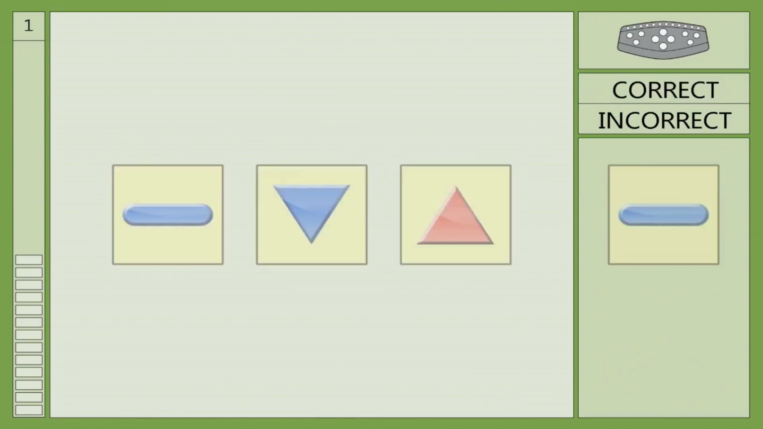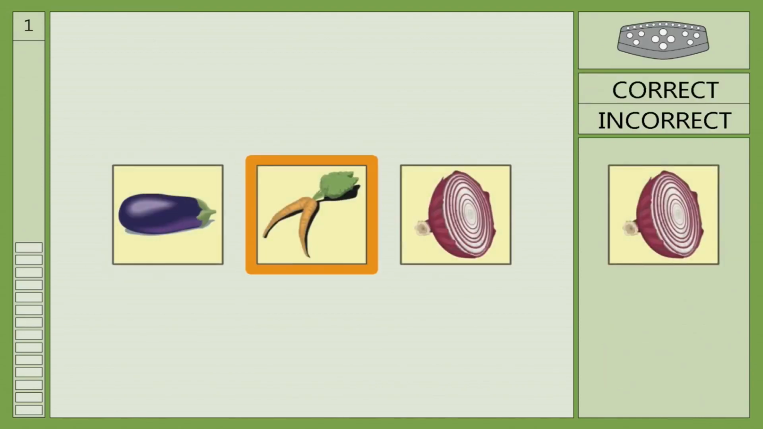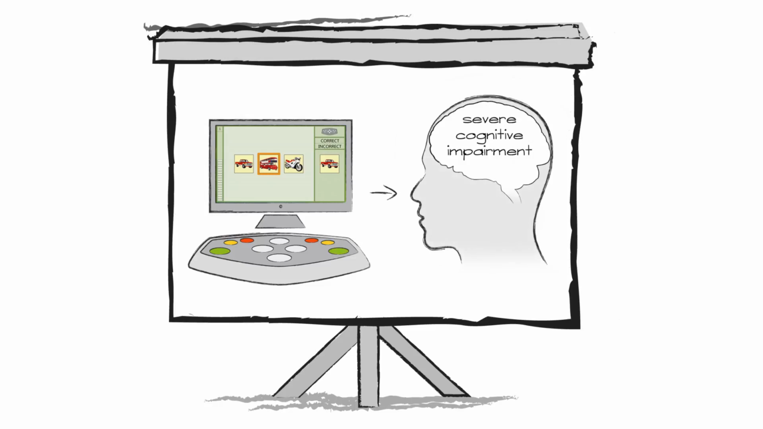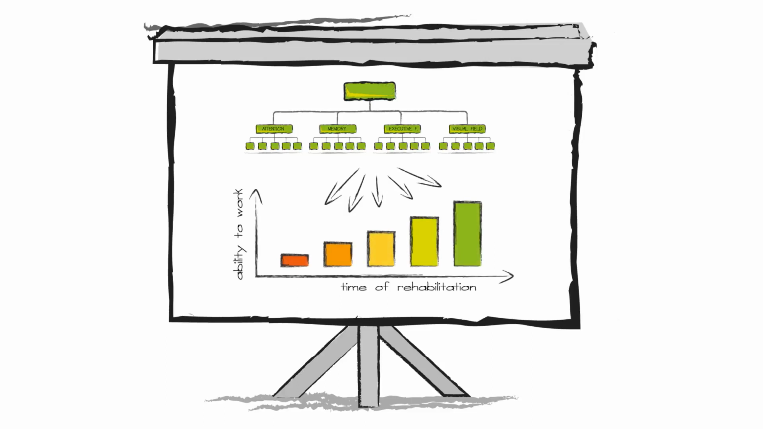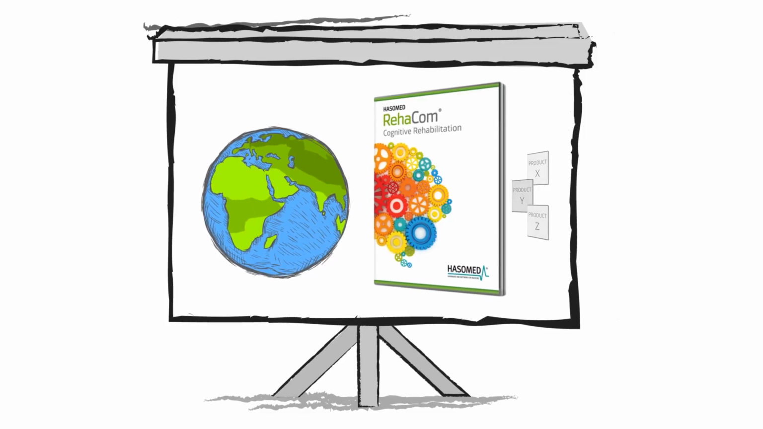The patient's task is to compare the images in the center of the screen in order to find the image on the right-hand side of the screen. This easy task can be solved even by patients with severe cognitive impairments. So most RehaCom modules can be used by these patients in early rehabilitation. No other product on the market offers this solution.